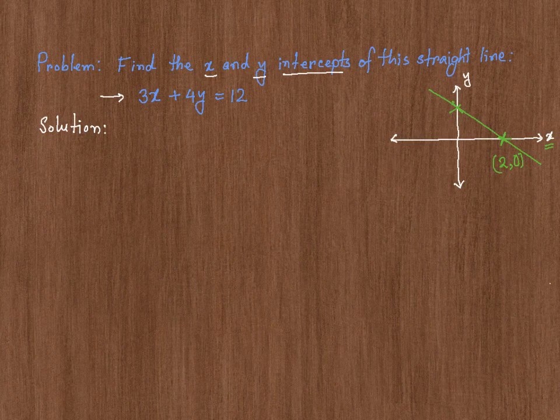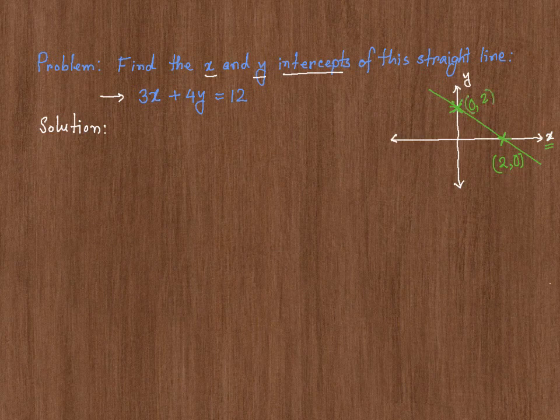Now similarly for the y-intercept, let's call that point 2. That's the y-coordinate. Now the y-intercept is going to be on the y-axis. Therefore any point, it doesn't matter where it is on the y-axis, the x-coordinate of that point is always going to be 0.